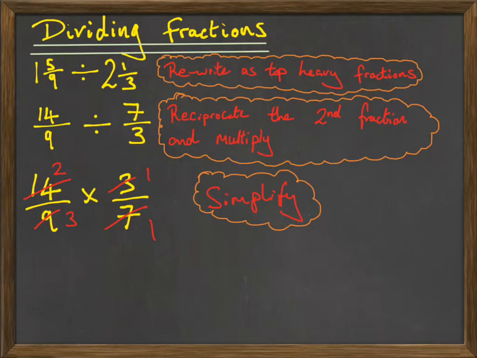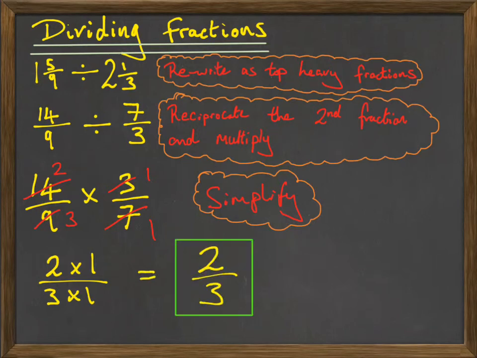To multiply the fractions, we now simply multiply together the numerators, 2 times by 1, and we multiply the denominators, 3 times by 1, to give us the final answer, 2/3.